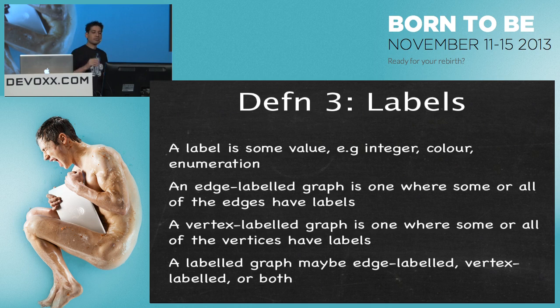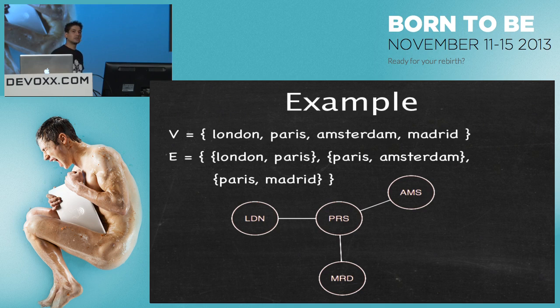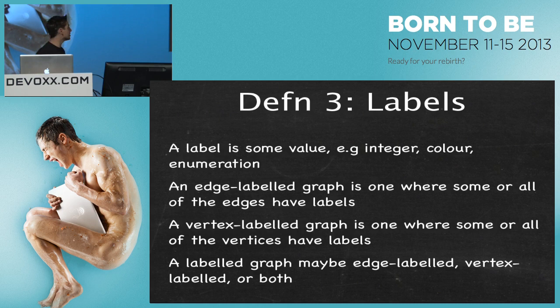A vertex-labeled graph is not what you just saw. It isn't that, because those aren't labels on the vertices. Those are the vertices. We could start coloring them. We could give London red and Madrid red and Amsterdam red and then Paris yellow. And we have a graph where no two adjacent vertices share a color, and those colors are the labels. And there's a graph coloring algorithm, which is pretty famous, and that's what it's talking about.